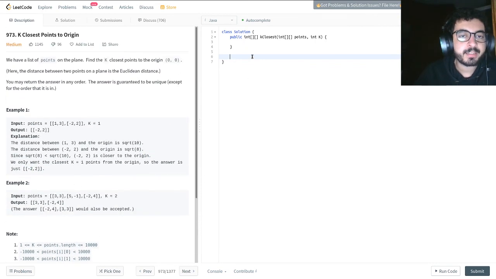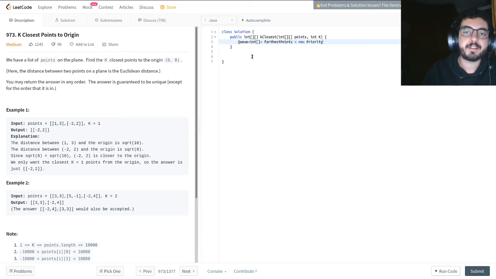So we basically need, since here we need the closest K points, what we are going to do is get the inverse, make a priority queue of the inverse of that, which would be the farthest points. Well, how are we going to do that? Let's just first start with making an int array priority queue, which is going to be farthest points, which is going to be equal to priority queue.